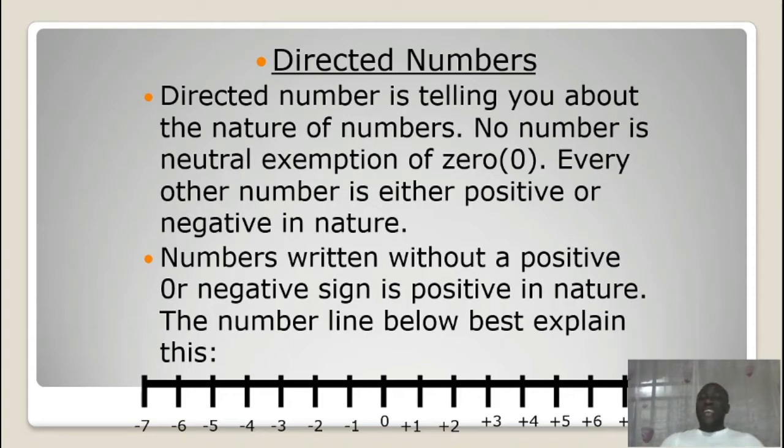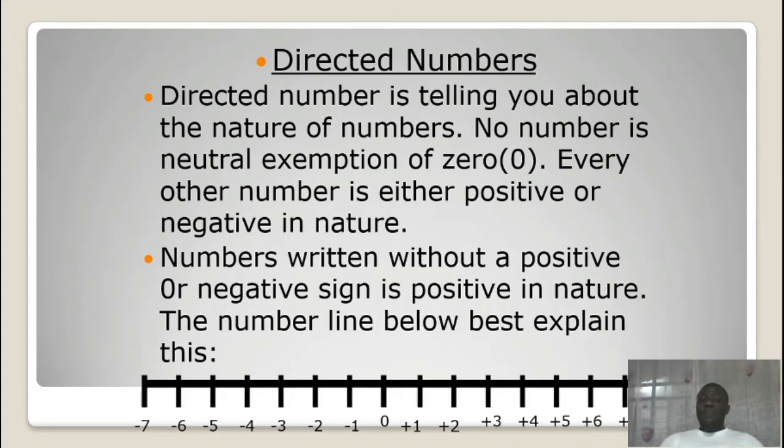Numbers that are written without a sign, without any indication that it is either positive or negative, are generally accepted to be positive in nature. For example, if you say 2, yes, we agree that you said 2, but when we want to be critical, we know you are saying plus 2. Because if it is negative 2, you must say that it is negative 2. So numbers written without a positive or negative sign are positive in nature.